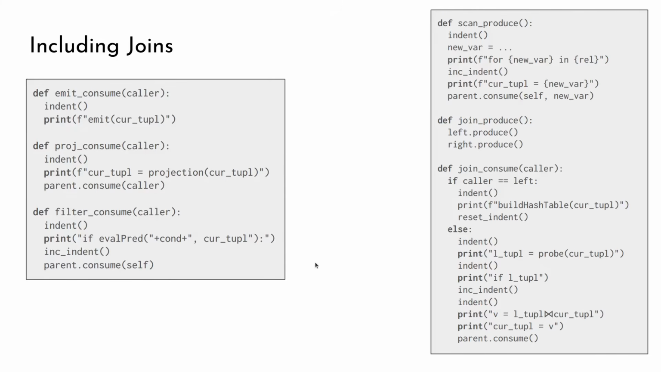Now, we need to talk about joins. This is where things get slightly more interesting. This is going to be based on a hash join implementation, which is what we saw earlier.